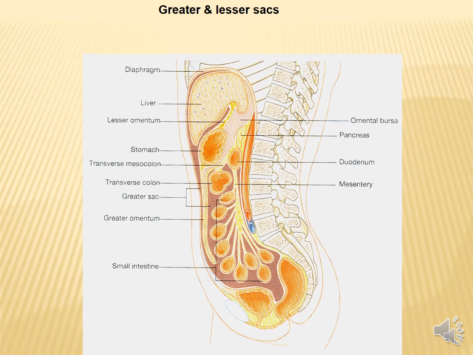And the infracolic compartment is lying below the transverse mesocolon, and it is divided into right and left spaces by the root of mesentery. Right, so let's study these supracolic and infracolic compartments one by one.